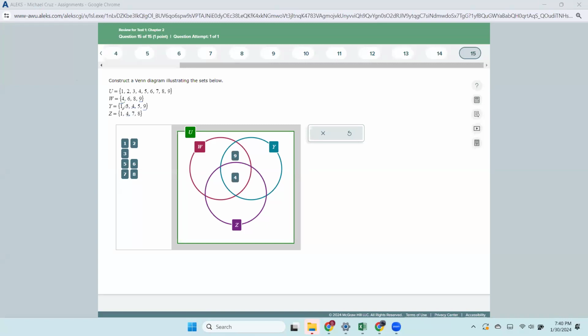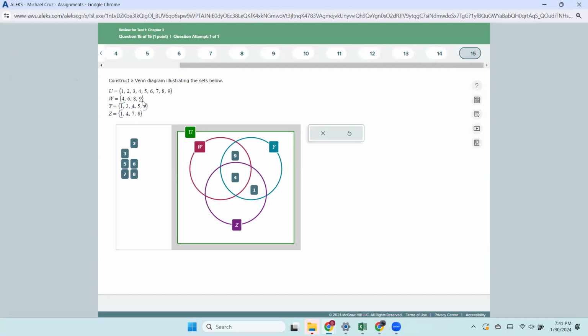Y and Z has 1. Y and Z has 1 right here. Got to make sure I'm putting it in the right spot. Right. Y and Z. That's this one right here. Y and Z overlap. Mhm. Now the next one will be W and Z.